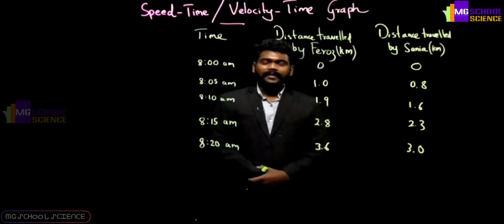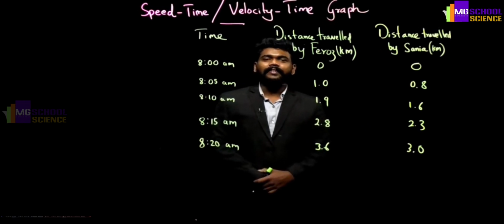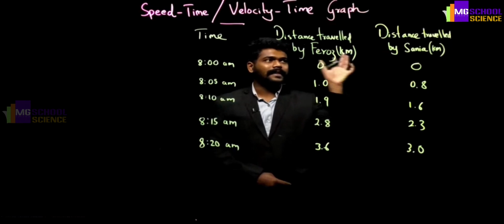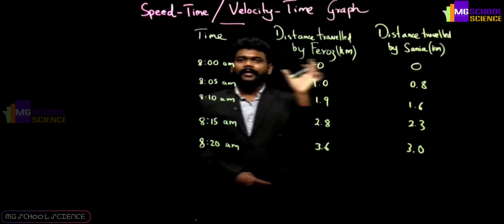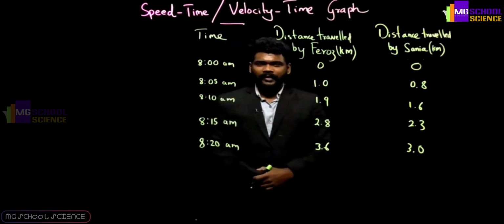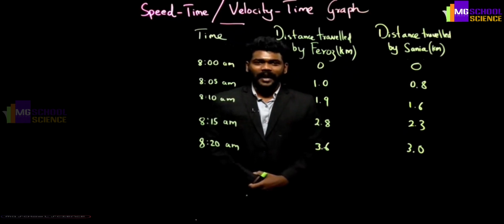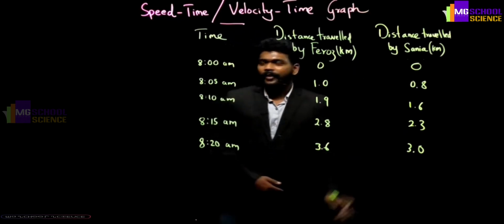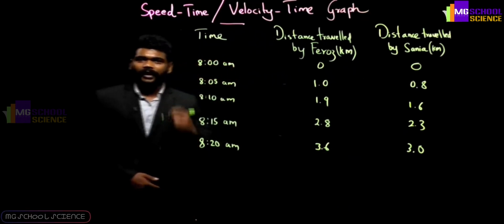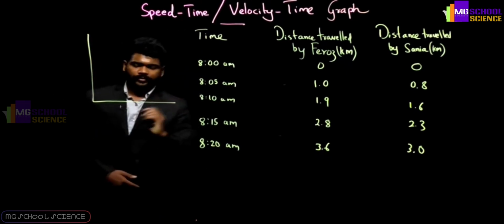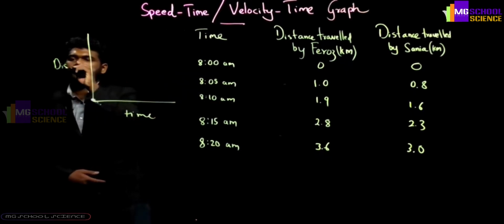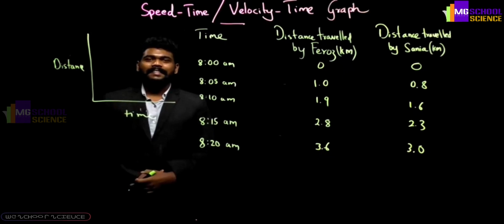Let's try to do the activity. In activity number 1, they have given the distance traveled by two persons, that is Feroz and Sania, within a specific amount of time. Let's try to plot a distance versus time graph using the data. When you plot a distance versus time graph using this data, both the data give you an example for a non-uniform velocity.